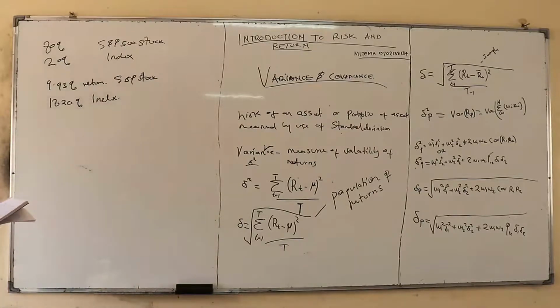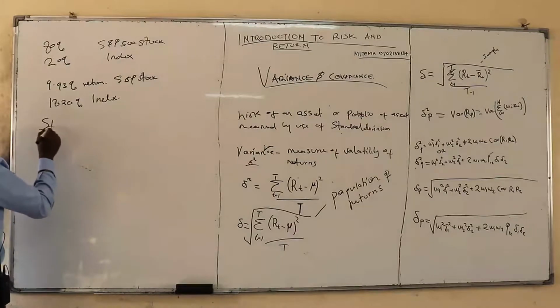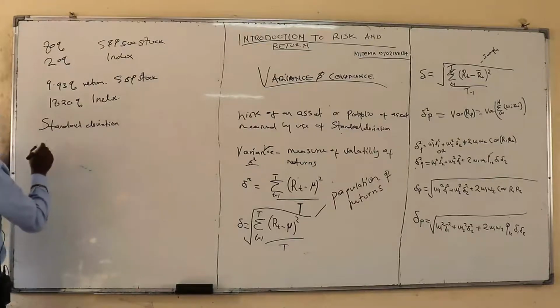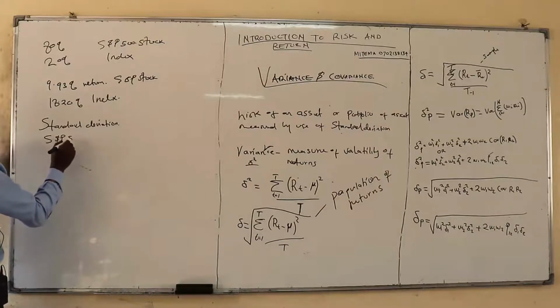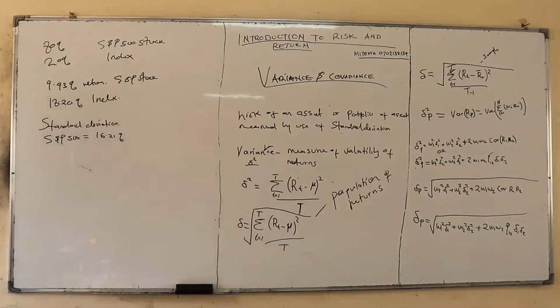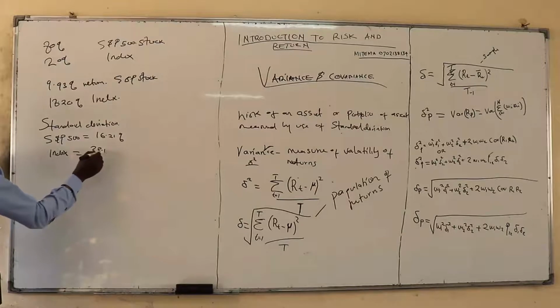And then you are given that the risk, or the standard deviation, of the first asset, the Standard and Poor's, is 16.21%, and the emerging market index has a risk of 33.11%.